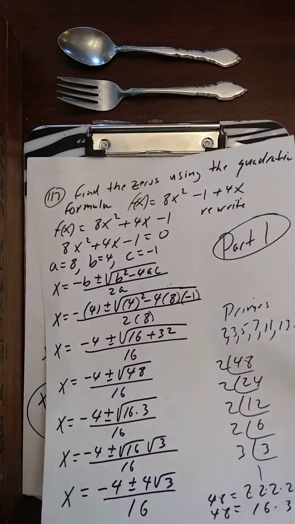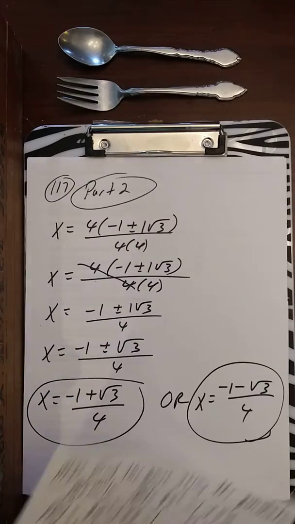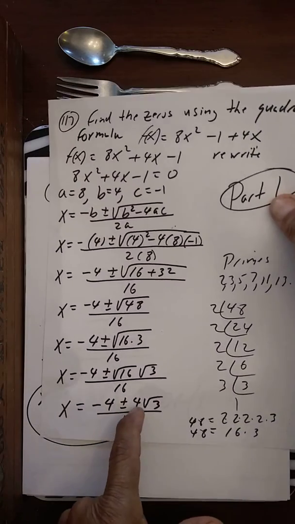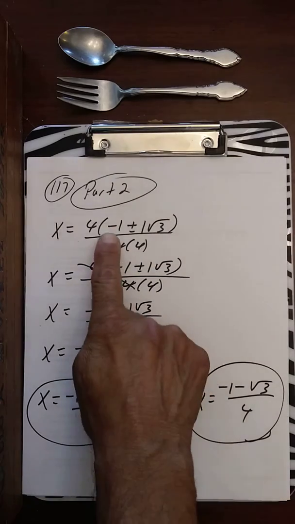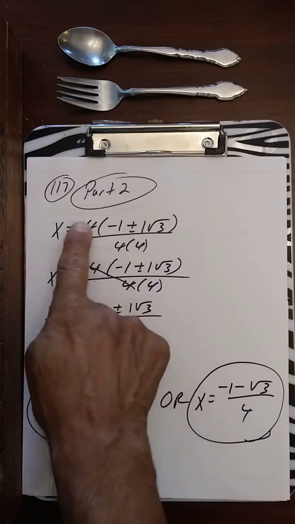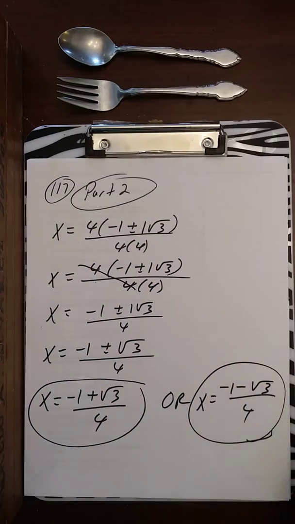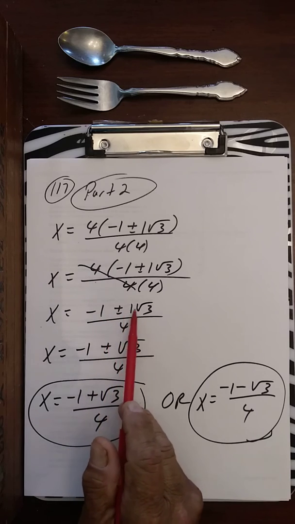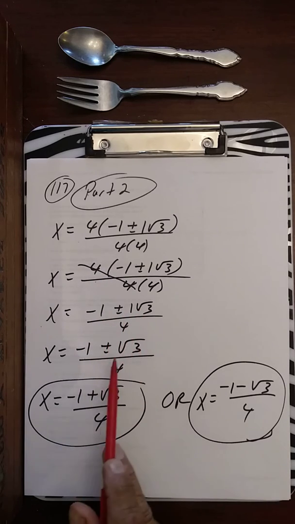Now let's go to part 2 right there. So this one becomes that one. 4 times that is negative, and 4 times that. So now factor out the 4. 4 times 4 is 16 in the bottom. Notice that these cancel. So we have negative 1 plus or minus 1 square root of 3. And 1 square root of 3 is still square root of 3.